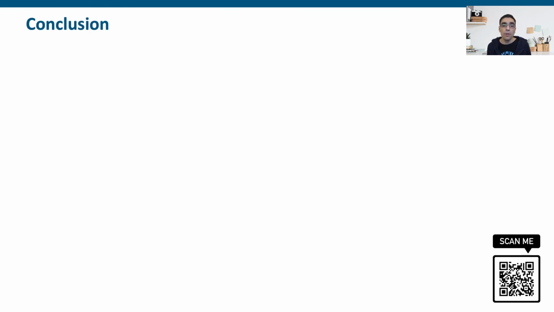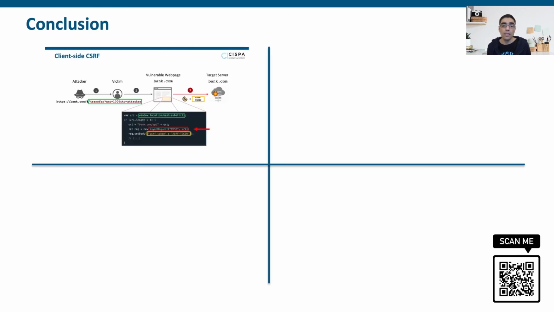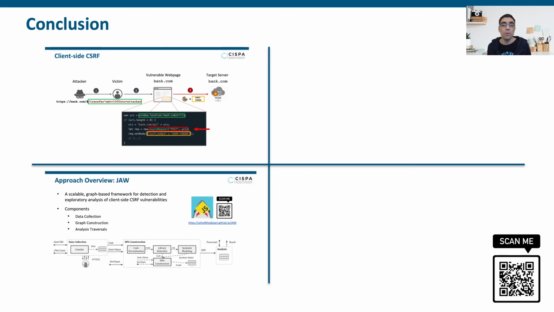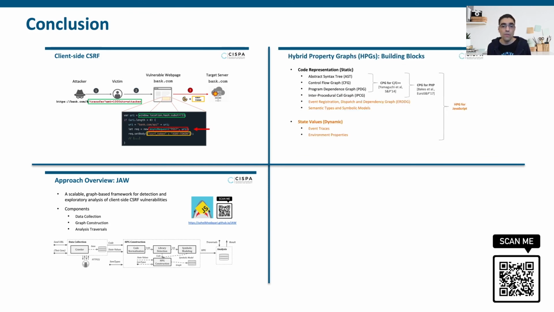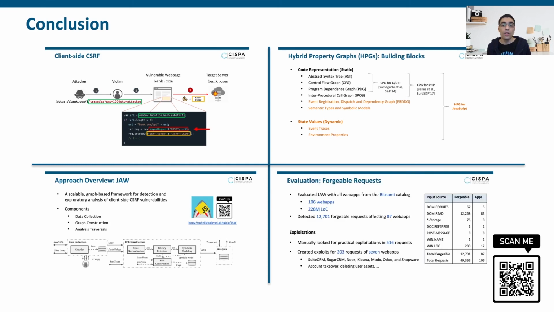Summing up, in this paper, we first presented the first systematic study of client-side CSRF vulnerabilities, and to study them, we proposed a hybrid scalable framework that instantiates HPG for each web page starting from a single seed URL, and at the core of JAWS is the new notion of hybrid property graph, a coherent representation for client-side code capturing both static and dynamic program behaviors. And finally, we evaluate JAWS with over 228 million lines of code of 106 popular applications from the Bitnami catalog, and we were able to identify 12,701 forgeable requests affecting 87 web applications. And with this, I would like to conclude my talk.